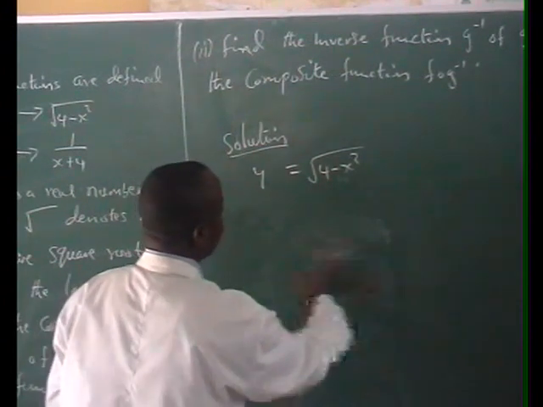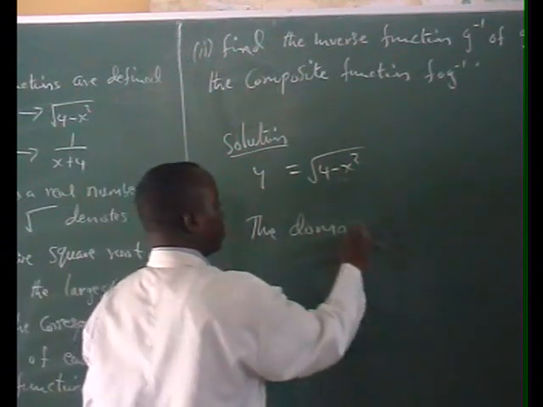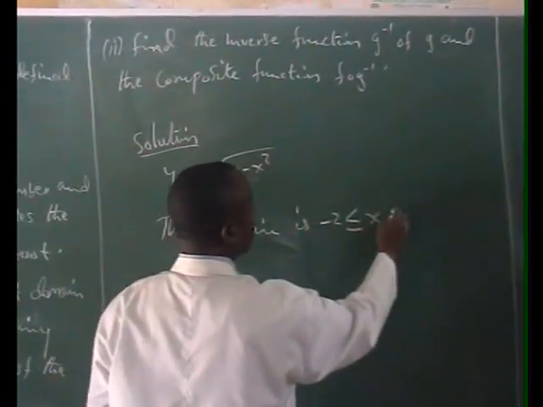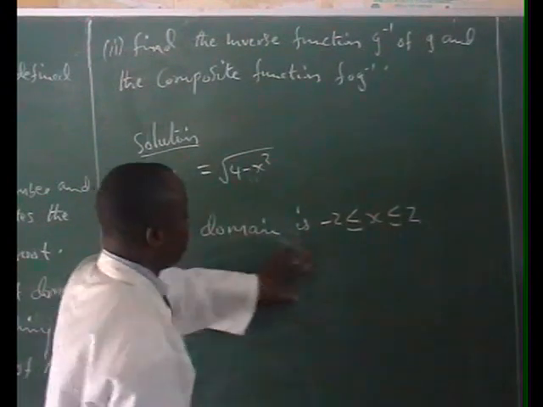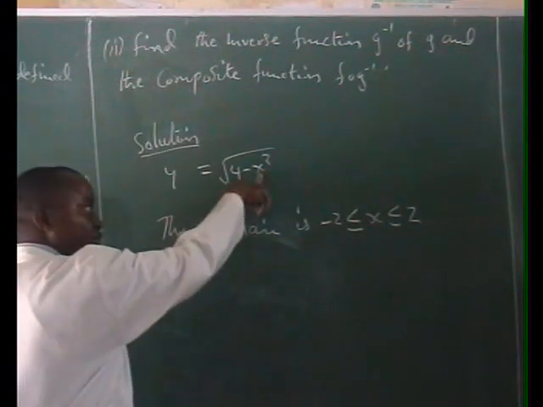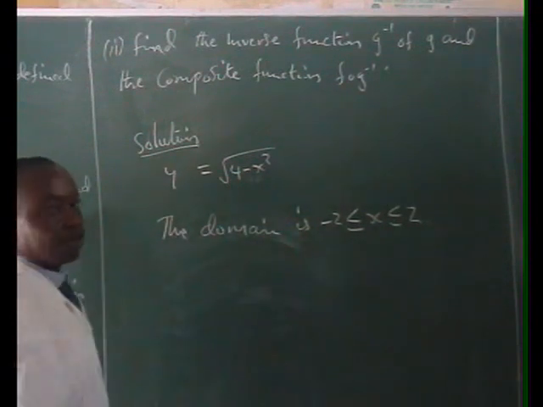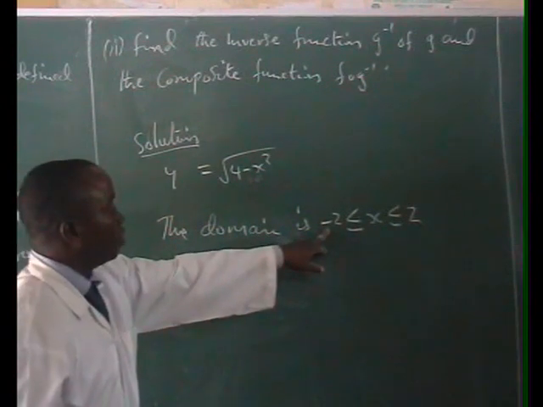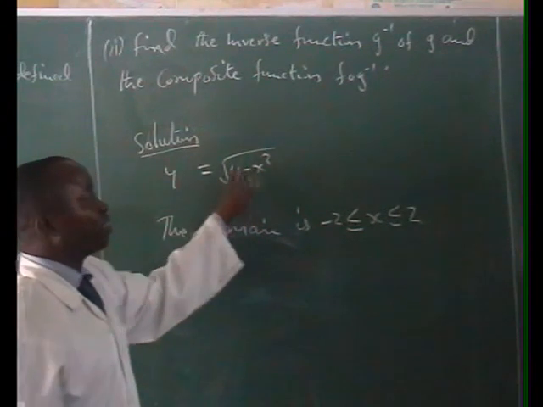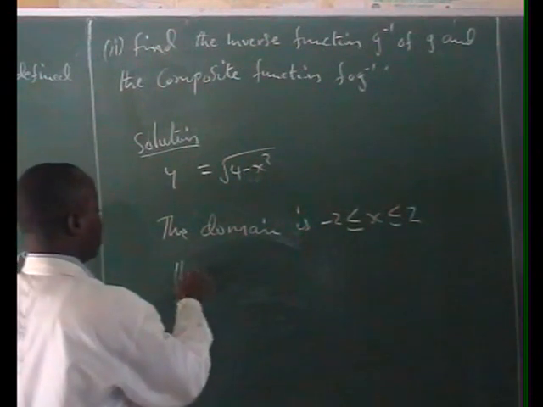So you can now write that the domain is minus 2 less than or equal to x and less than or equal to 2. So that is the domain. And I want to believe you know how we get the domain: putting the value in the place of x, because the domain is always x. But if we do that, you see, by the time we put minus 2 in this, we will have 0, and square root of 0 will give us 0. So that is the range. We'll get 0.